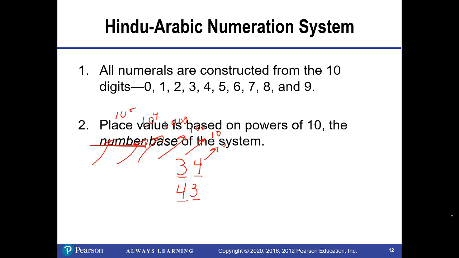Different number systems used different bases. The Mayan system used basically base 20. It was a modified base 20, so they used mostly groups of 20. The Babylonian system used base 60.